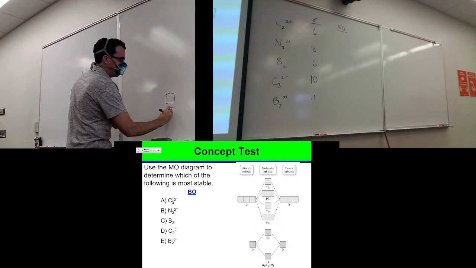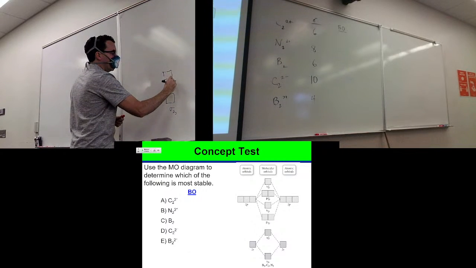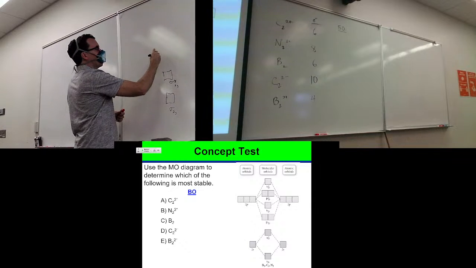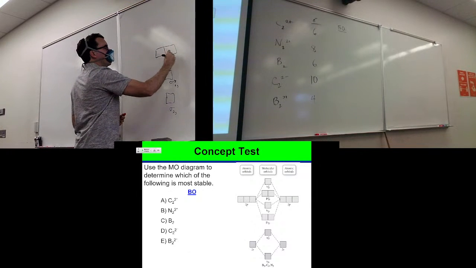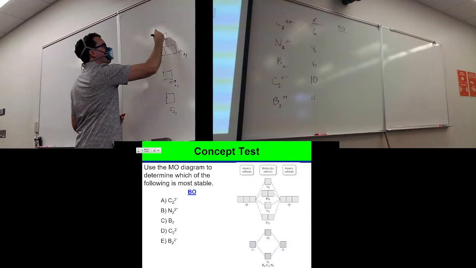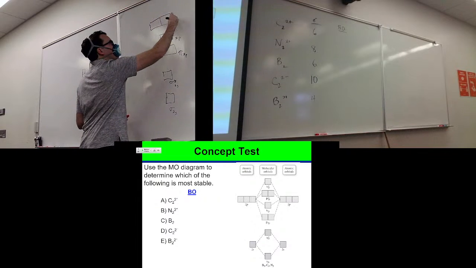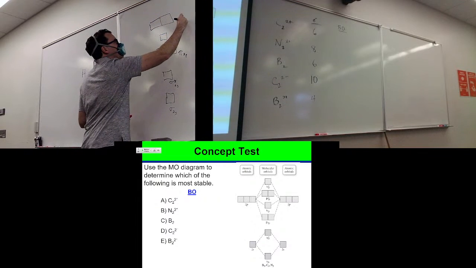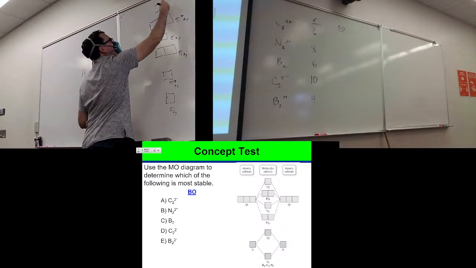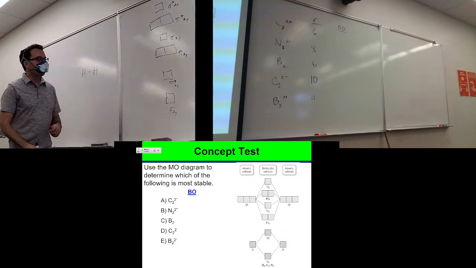So here's your sigma from your 2s. Here's your sigma star from your 2s. Here is your pi from your 2p's. Here's your sigma from your 2p's. Here's your pi star from your 2p's. And here is your sigma star from your 2p's. So we'll fill these with electrons.